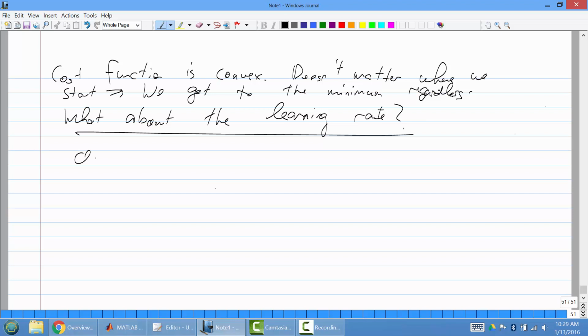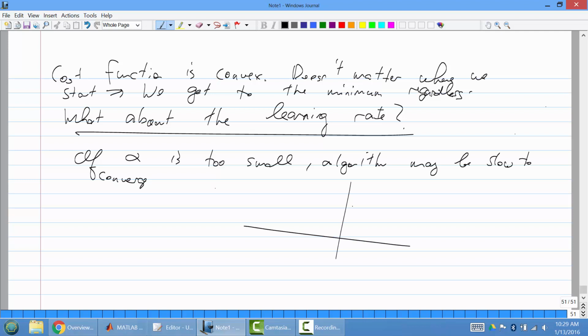So if the learning rate is too small, what will happen is that you're taking little baby steps at a time. So it's going to actually take you a little longer to get to the minimum. Okay, so the algorithm may be slow to converge. All right. So in this case, it might look something like this. So this is your cost function like we talked about before, and this is the minimum over here. Let's say your initial point is here. So it might take you a long time to get to the actual minimum. So it may take a while. All right, so this is the first point.